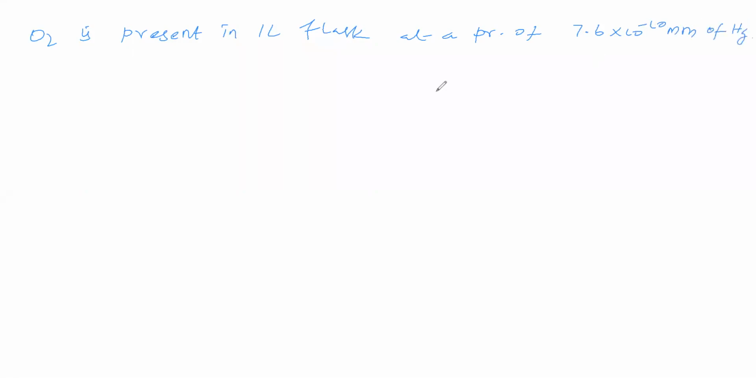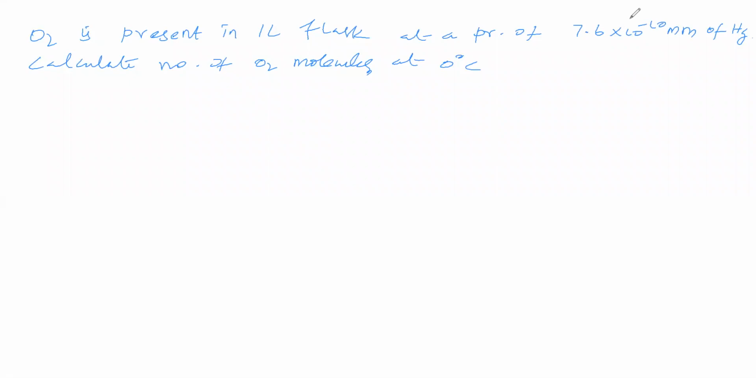Oxygen is present in a 1 liter flask at a pressure of 7.6 into 10 power minus 10 millimeter of mercury. Calculate the number of oxygen molecules at 0 degrees Celsius.